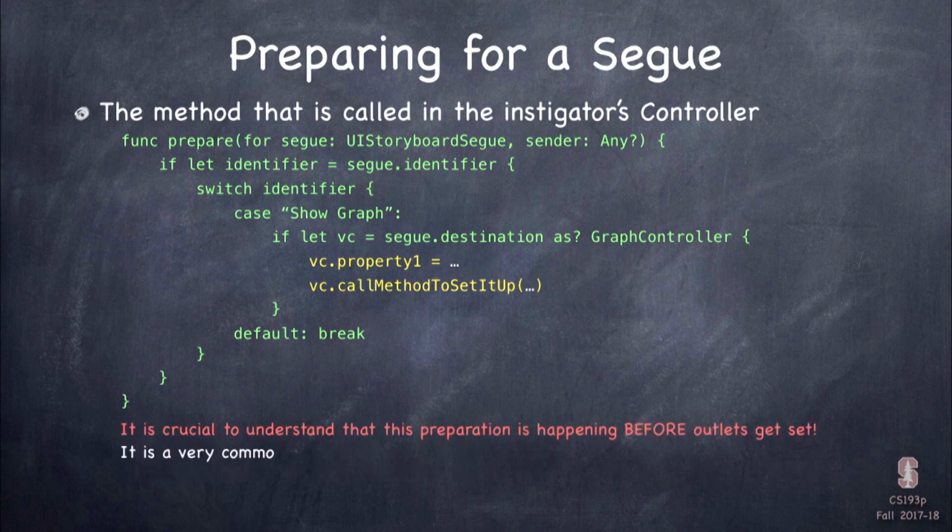All right? Now, red again. Look, some red on the slide. It is absolutely crucial to understand that when you are executing these yellow lines, you're preparing that MVC. When that's happening, that MVC's outlets have not been set yet.